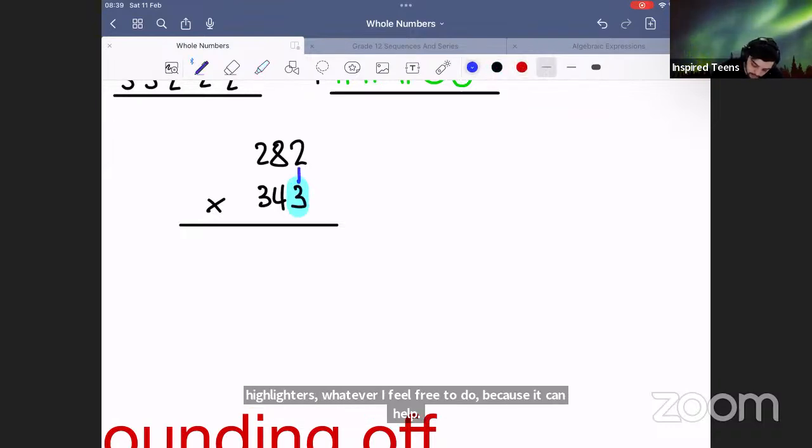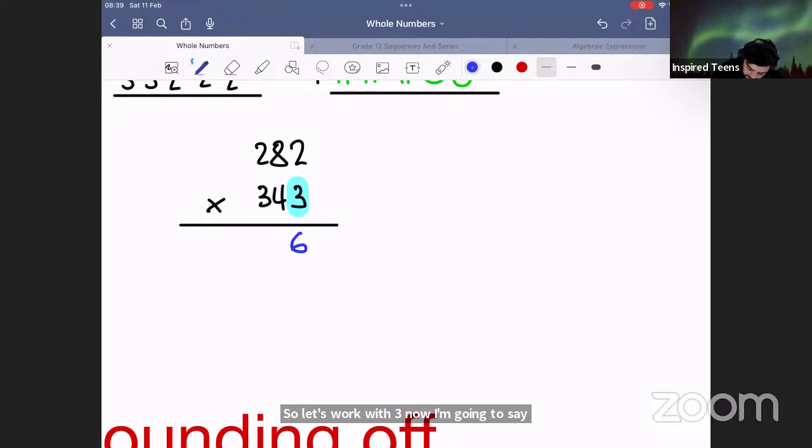Now I'm going to say 2 times 3, which is 6. 8 times 3, which is 24. So I write down my unit, carry my 10, 24. Then I have 2 times 3, which is 6. And I add 2, that gives me 8. Now I'm going to work with my second number, which is 4.